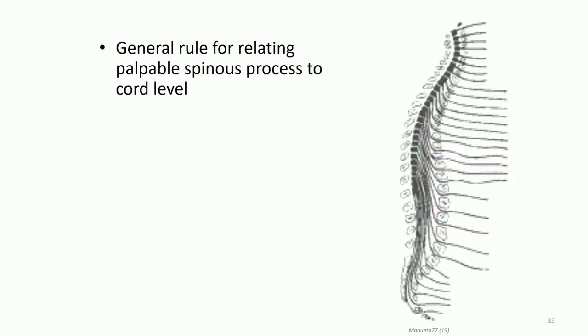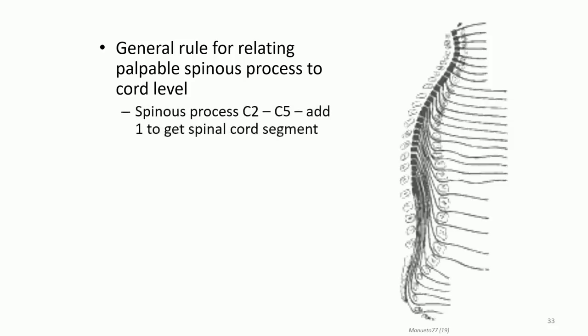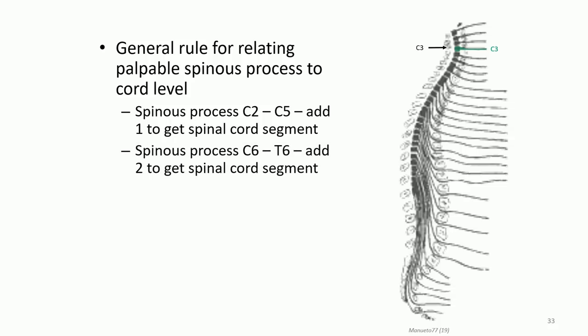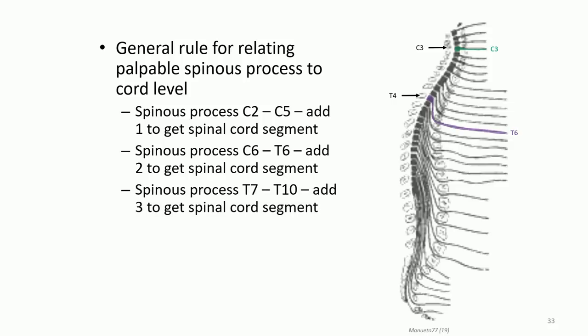Physicians use the following rules for correlating palpable spinous processes to the underlying cord level. For spinous process C2 through C5, you can add 1 to the number to get the underlying spinal cord segment. So for example, if you were to palpate the C3 spinous process, your hand would be directly over the C4 spinal cord level. For spinous processes C6 through T6, you can add 2 to get the appropriate cord level. If you were to palpate the T4 spinous process, you would be directly over top of the T6 spinal cord segment. For spinous processes T7 through T10, 3 segments are added.